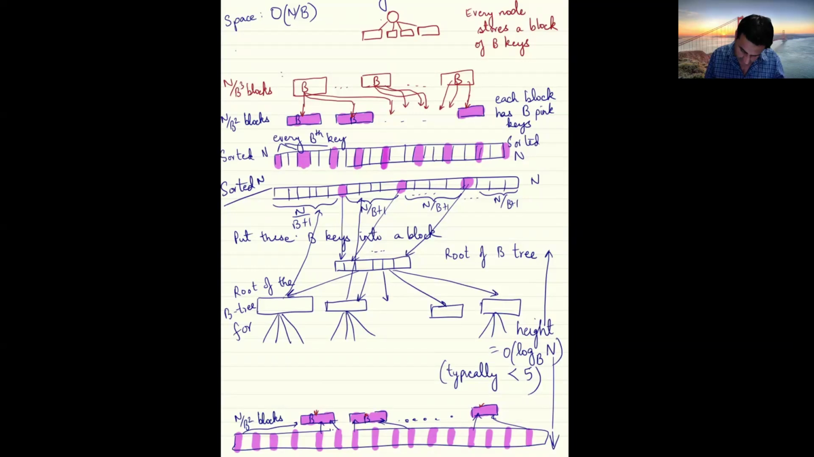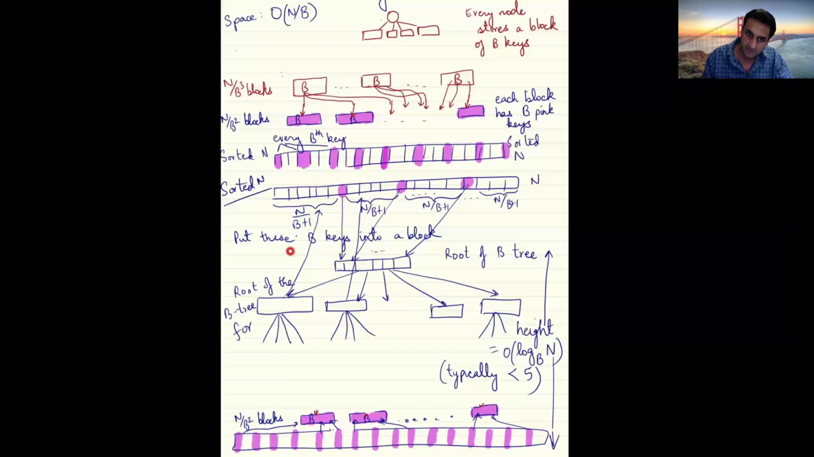So the root will store B elements only, since every node in the B tree is a block. These B elements are B pivots somewhere in the whole data set. The root's pivots are those pivots that are equally distributed in the whole data set. The left child of the root is a block of B pivots. These are the B pivots that are equally distributed in the leftmost subarray of the root.